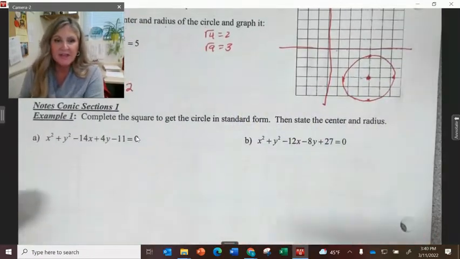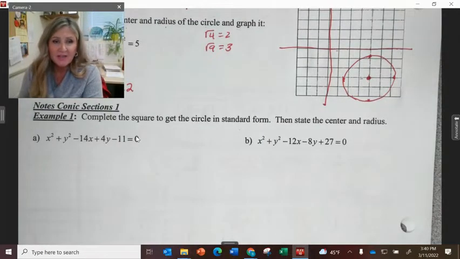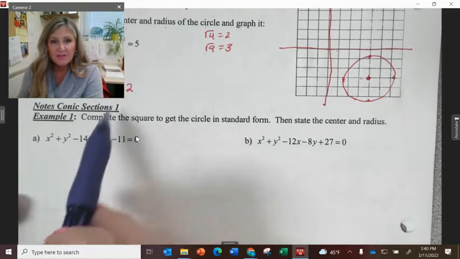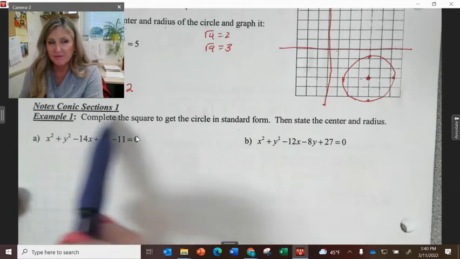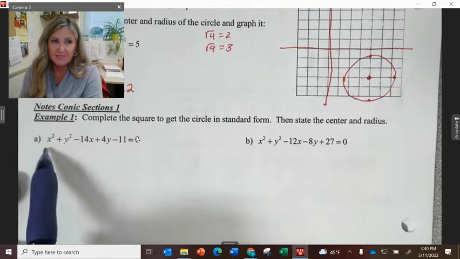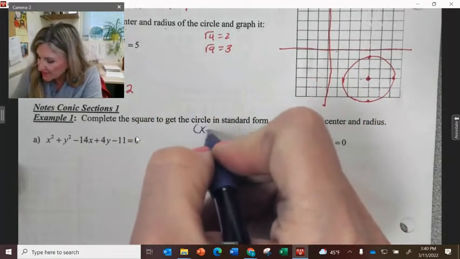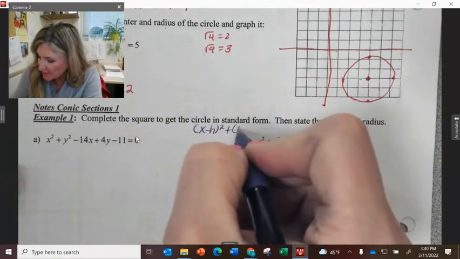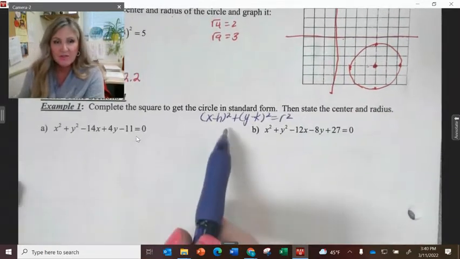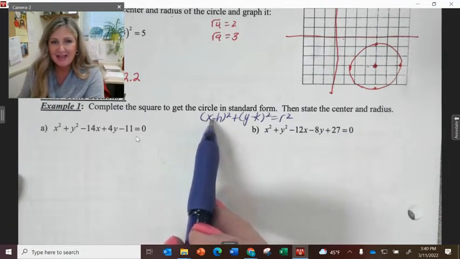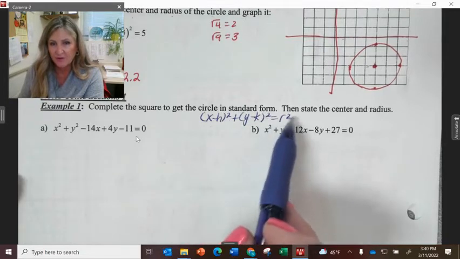Today we're going to be looking at how to complete the square to get an equation into standard form. So what we have right here is called general form of a quadratic. We want to get this into standard form. Our standard form for a circle is (x − h)² + (y − k)² = r². So we have to get x minus some value squared plus y minus some value squared equals r squared.